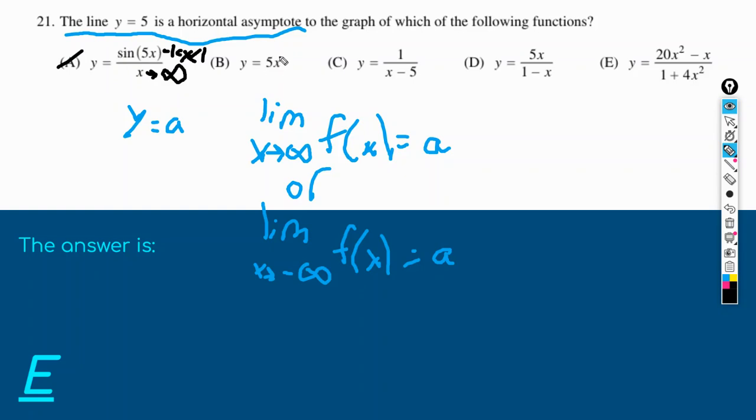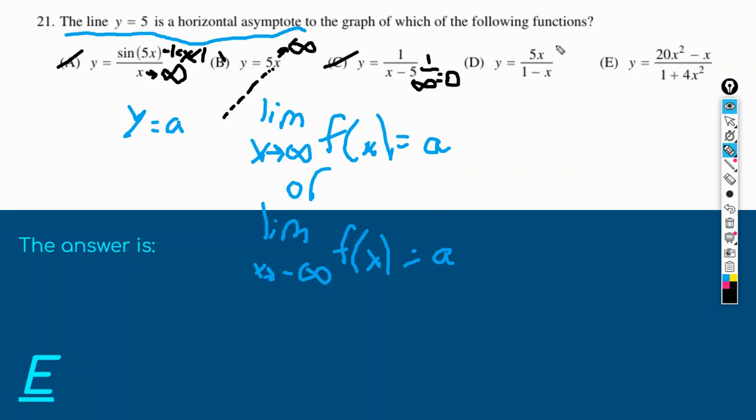Y equals 5x, well, this is just going to approach infinity as x goes to infinity. The graph is a straight line up. It will continuously go up. Y equals 1 over x minus 5. Now, as x goes to infinity, this means we have 1 over infinity, and if we ever see this, that is 0. The denominator is increasing more than the numerator. It is not C.